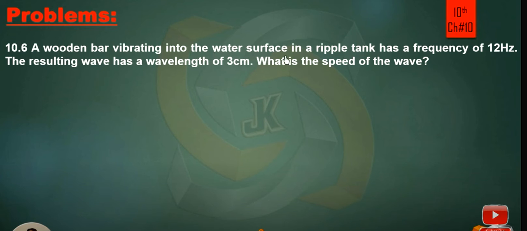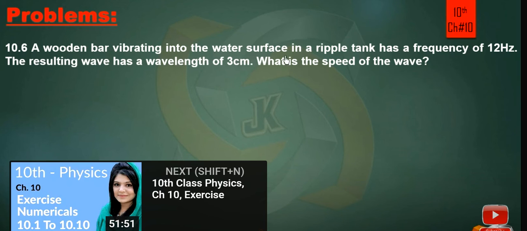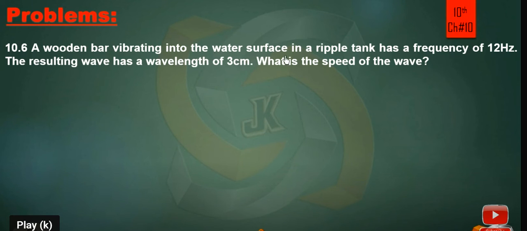This numerical says that a wooden bar vibrating into the water surface in the ripple tank has a frequency of 12 Hz. So students, we are given with frequency. The resulting wave has a wavelength of 3 centimeter, that is 0.03 meter. We will convert into meter. What is the speed of the wave?